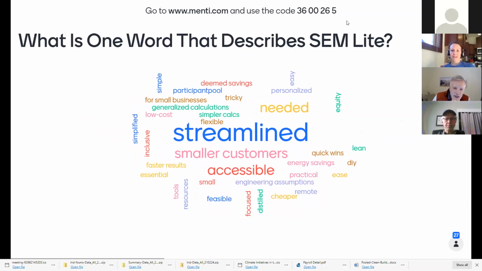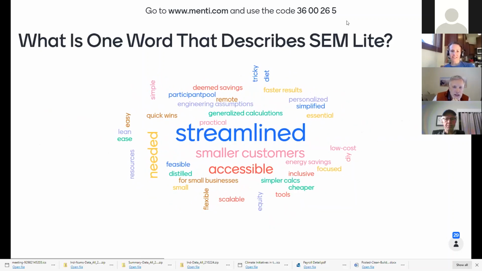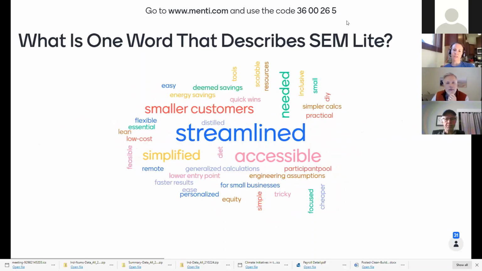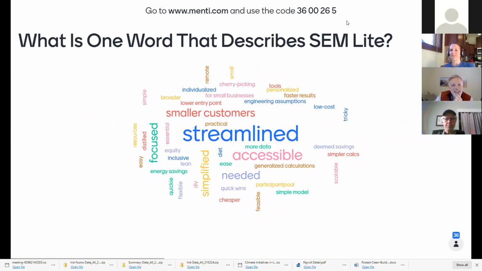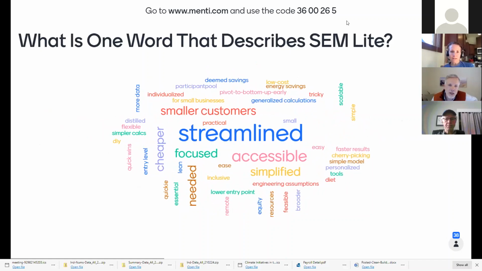But seeing some other ones here: cheaper, smaller businesses, smaller customers, simpler calcs. That's two words, but we'll let it go. And there's simpler calcs, generalized calculations. The words keep changing on the screen. It's a giant set of words.